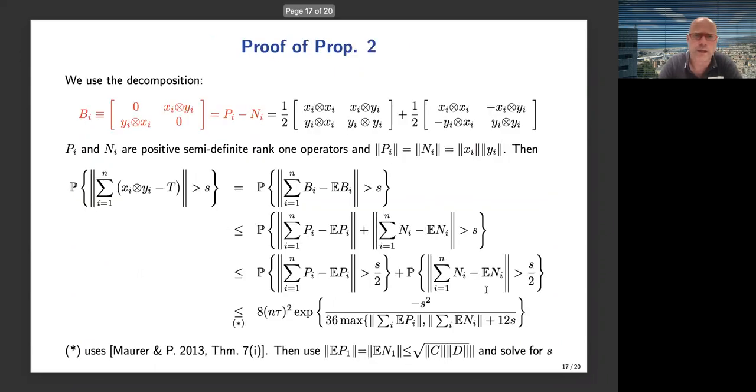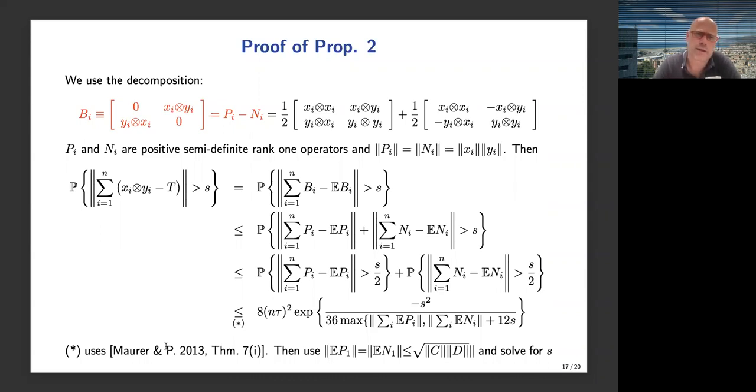I don't have time to present the proof, but I just briefly want to mention that we use some results from a previous paper with Andreas Maurer, where we were able to derive these concentration results for positive operators.